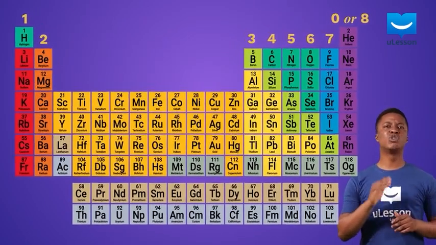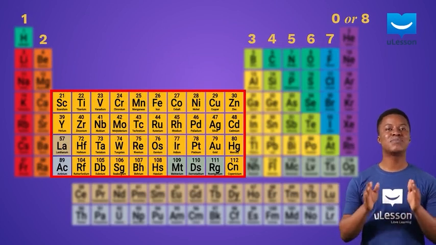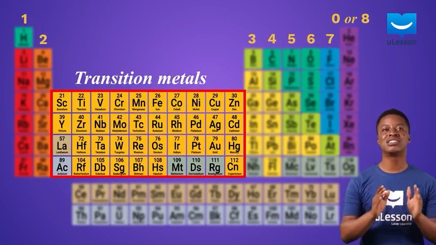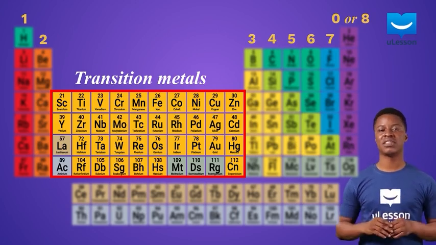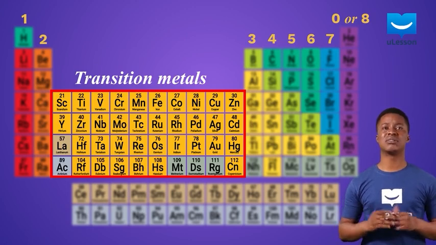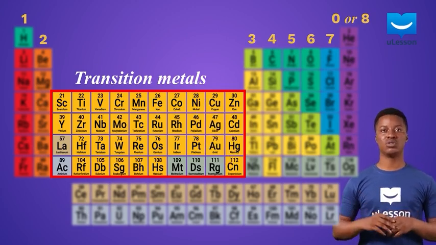Now, in between group 2 and 3 of the periodic table is a block that contains special elements called the transition metals. Among these elements are metals that most people are very familiar with. Examples of common transition metals include iron, copper, silver, and even gold.